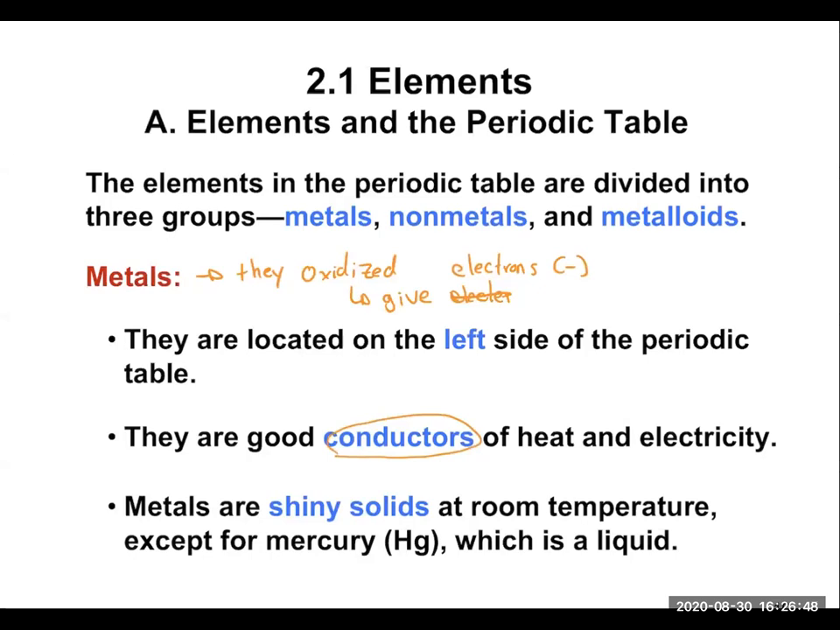Metals are shiny. I'm sure you've seen gold and platinum and all of that. Those are shiny at room temperature. They're also solid at room temperature, with the exception of mercury. Mercury is a liquid at room temperature.